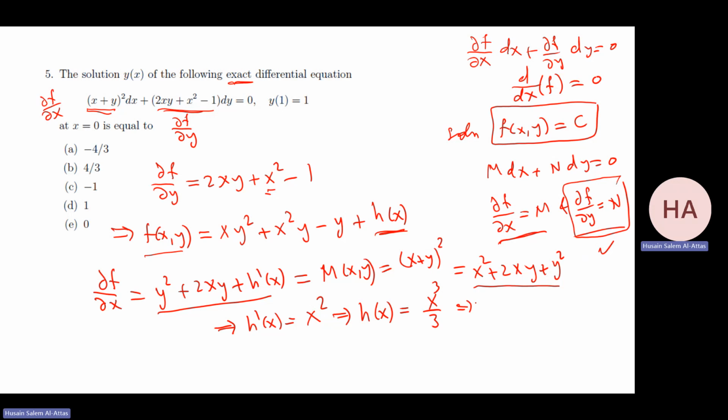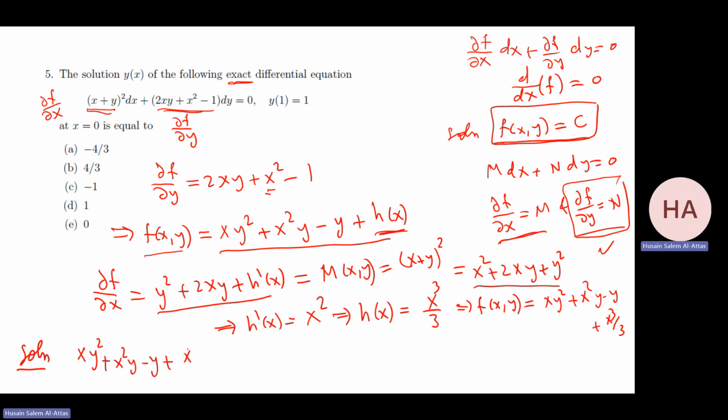So what is f of x and y? I will just put h of x. I have this, just plug in h of x. So I have xy squared plus x squared y minus y plus x cubed over 3. Now, what is my solution? My solution, as I said, is the function equal to c. So I have xy squared plus x squared y minus y plus x cubed over 3 equals c.